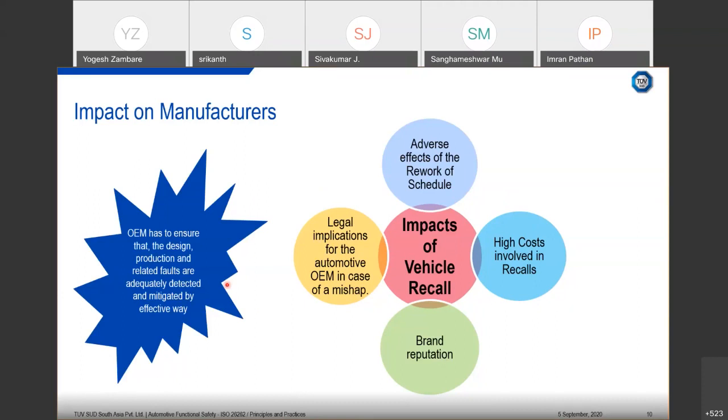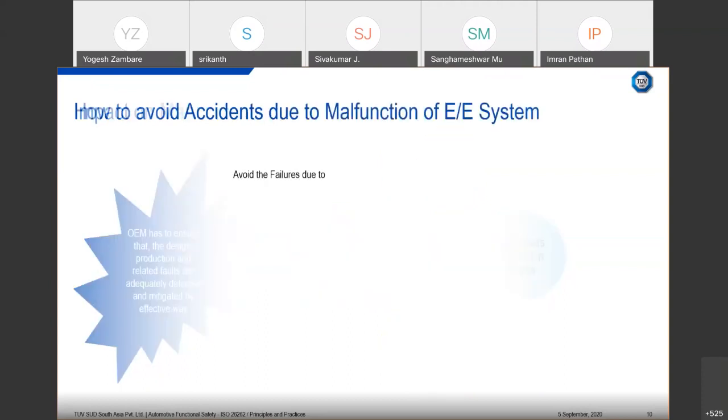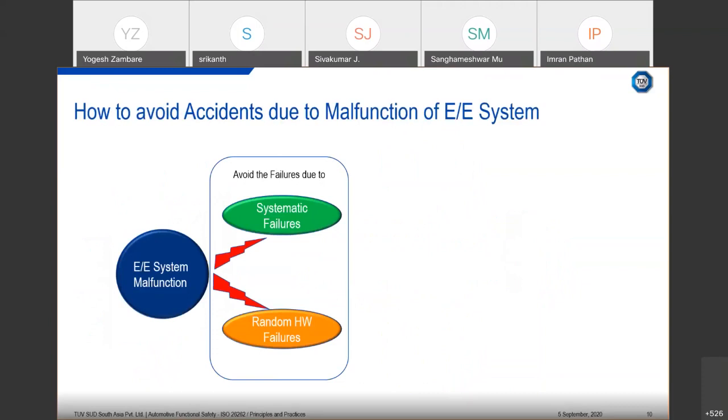Now the challenge for the embedded engineer is to develop such a safe product along with the safety engineer and safety team, right? So how do we avoid accidents due to the malfunction of EE systems? That is what we need to look at. In order to avoid accidents, we are supposed to avoid or minimize EE system related failures to a tolerable level. There are two major categories of failure: systematic failure and random hardware failure.